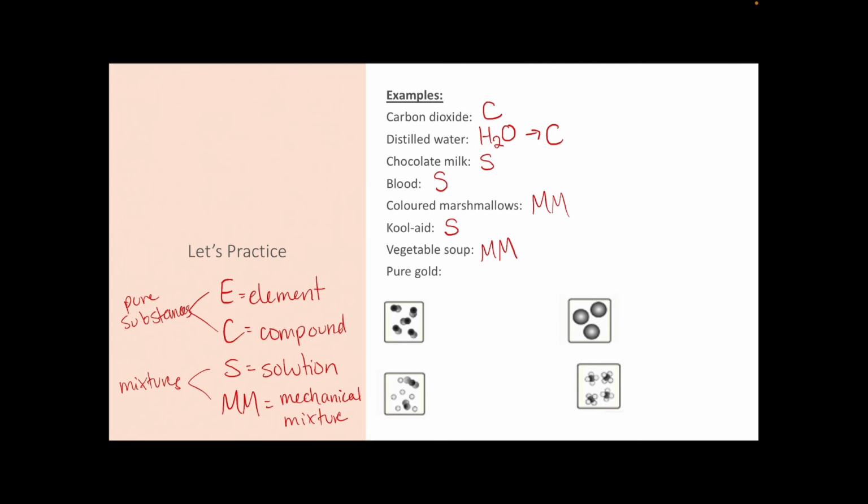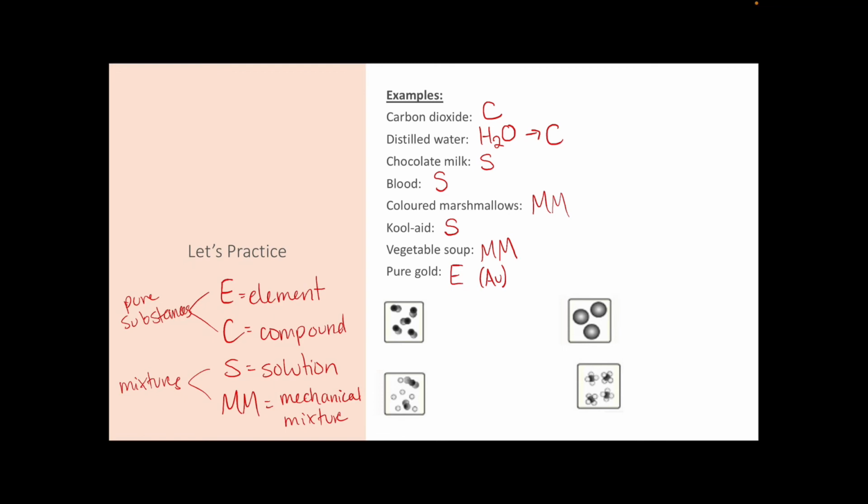And what about pure gold? Pure gold. What do we think? Pure gold is an element, and it's written like this on the periodic table. And the easiest way to find out if something is an element is going to the periodic table and seeing if it's on there, because it's the periodic table of the elements.